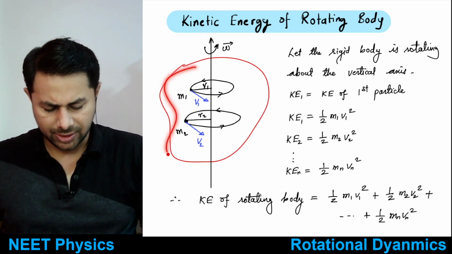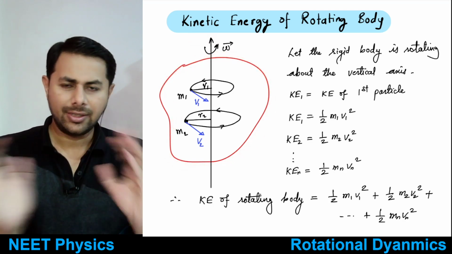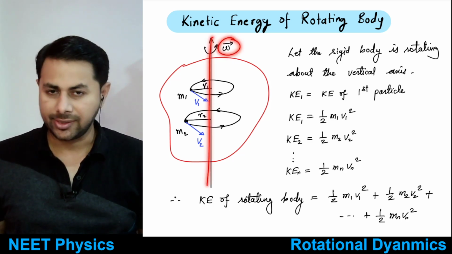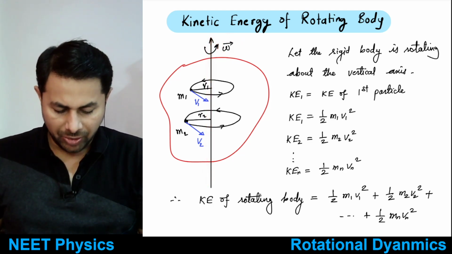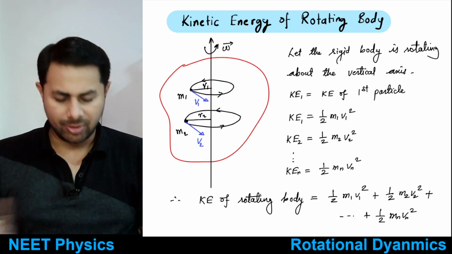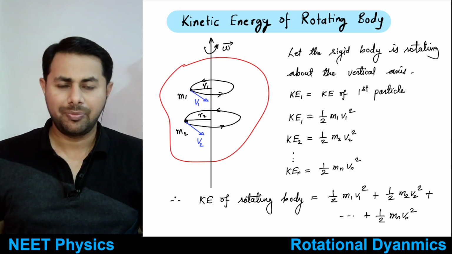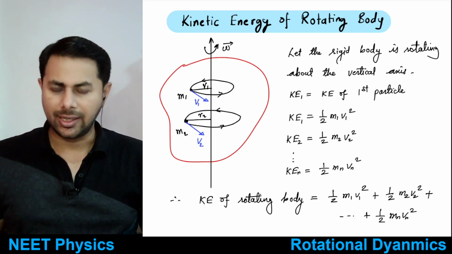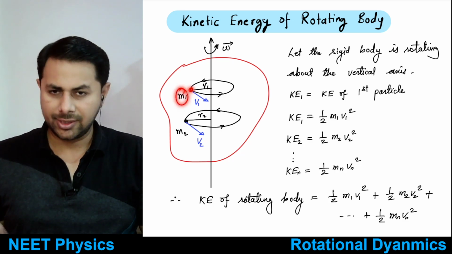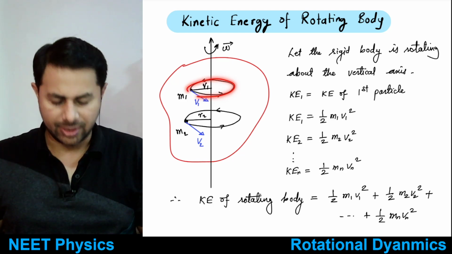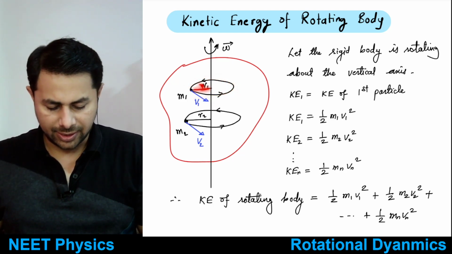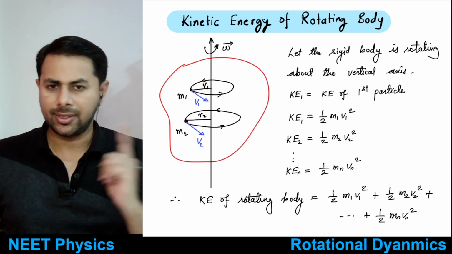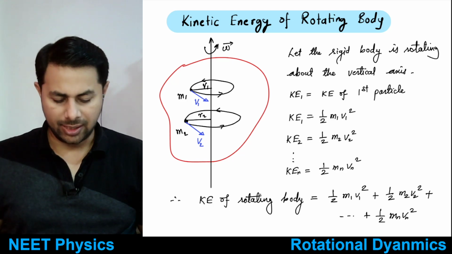Okay, so suppose this is a rigid body and it is rotating with some angular velocity omega bar about this shown axis. So now we know that when this body rotates about this axis, different particles of the body will perform circular motions, right? So suppose this particle whose mass is m1 revolves in this circle and this circle has radius r1. This particle whose mass is m2 revolves in a circle of radius r2.